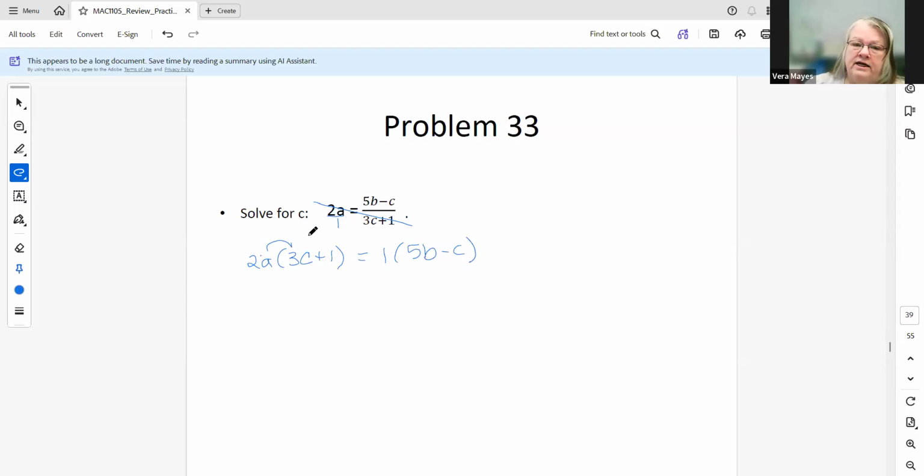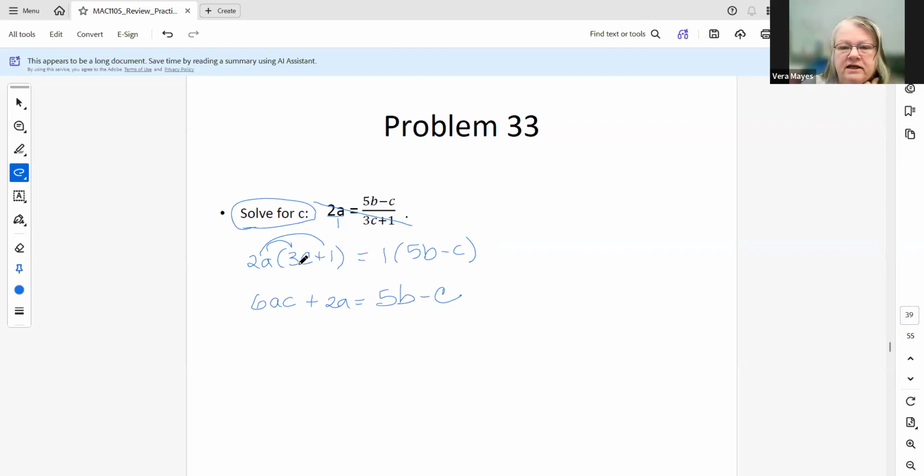We're going to go ahead and distribute here. So it gives us 6ac plus 2a. Now 1 times anything does not change it, so I can just bring this side down. And now you might laugh, but at this point, there's 3 letters, and I've kind of forgotten what we're solving for. So let's go back and remind ourselves. We're trying to get the C's by themselves.